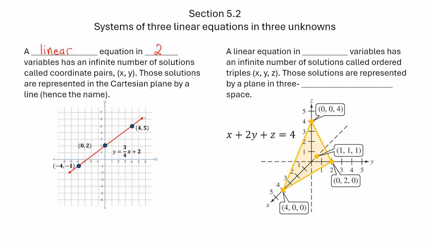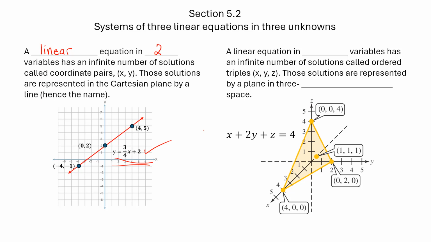So here's a line, and it has the equation y equals 3/4 x plus 2. And you can see that that equation right there has an infinite number of solutions that all lie on the line. So -4, -1, you put it into this equation, you get -1 equals 3/4 times -4 plus 2, and that's a true statement. If you put in 0, 2 into the equation, you would have 2 equals 0 plus 2, which would be true. So every single point on this line satisfies this equation, and that's why the graph represents the equation.